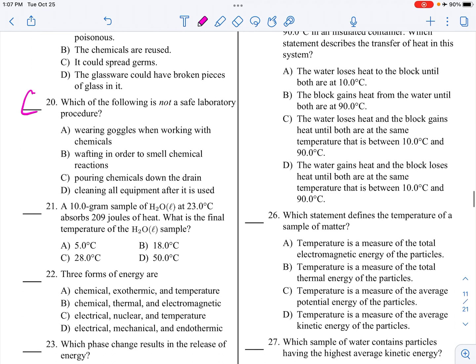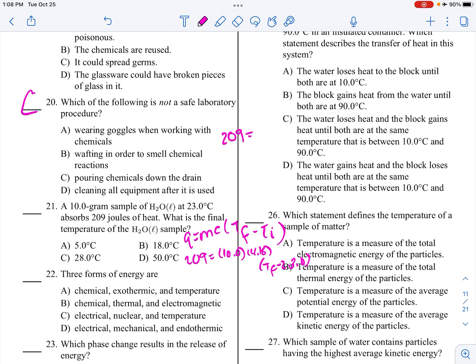All right, Q equals mC delta T. However, now that I'm looking for a final temperature, I'm going to adjust that slightly and say T final minus T initial. So 209 equals 10. This is water, so it's 4.18. T final is what you're looking for, and T initial is 23. Sorry if you can't read that. So 10 times 4.18 is 41.8.